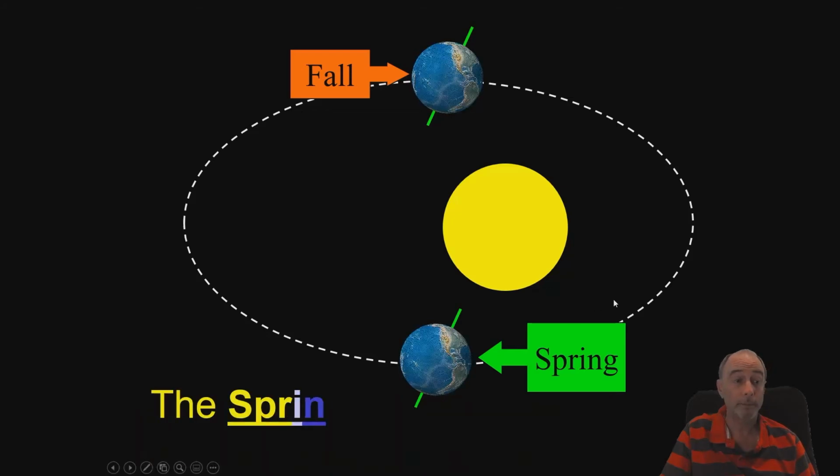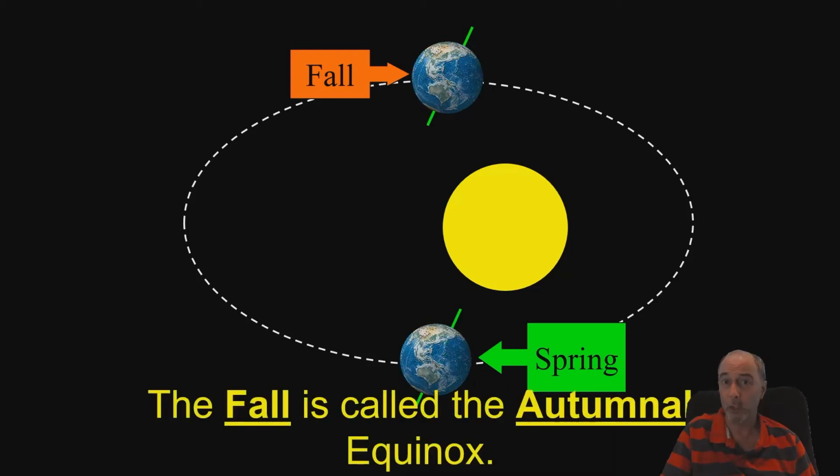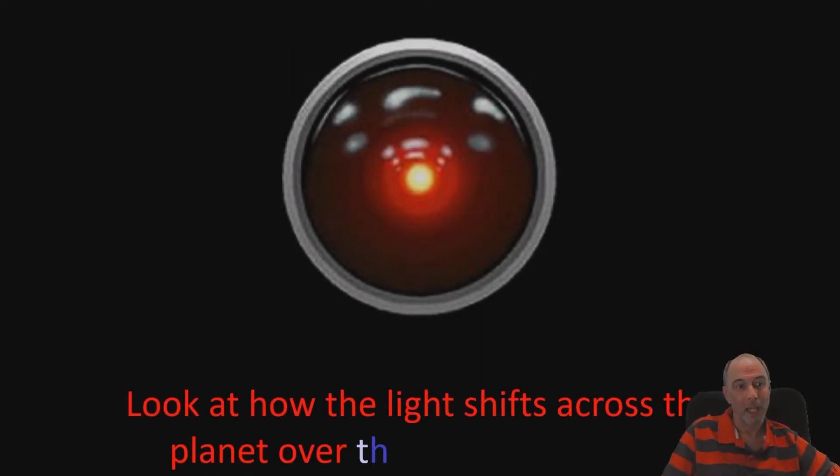Make sense? The spring is called the vernal equinox. Like green, vernal. The fall is called the autumnal equinox, as in autumn. Yeah, I know, right? Observe, tiny humans.